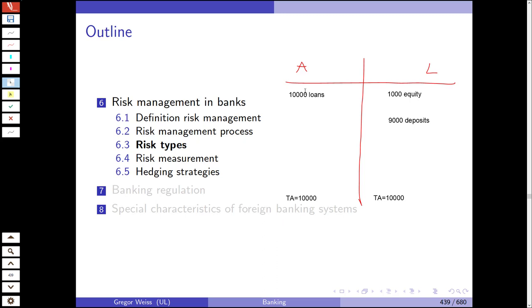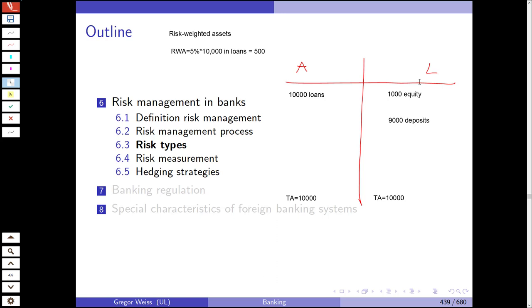No. What we will say is, let's first of all calculate our risk-weighted assets. We would say that, for example, we expect 5% losses on those loans. So our risk-weighted assets will be 5% times 10,000 in loans. So it will be 500.